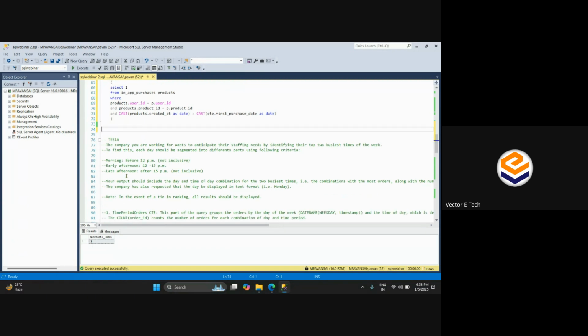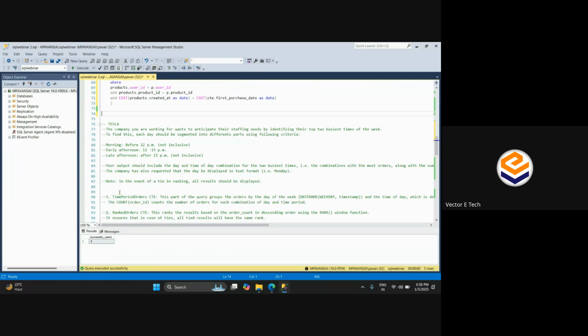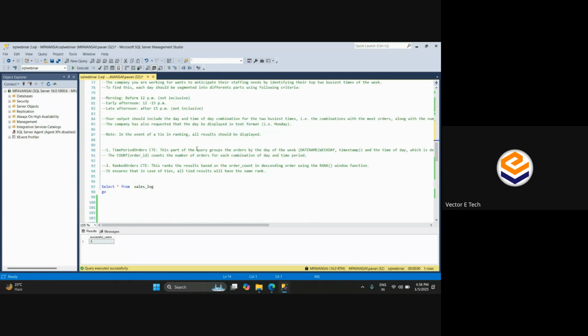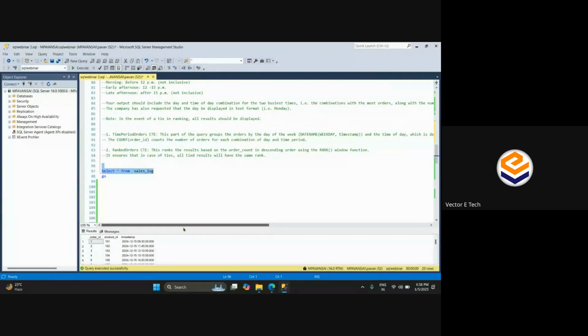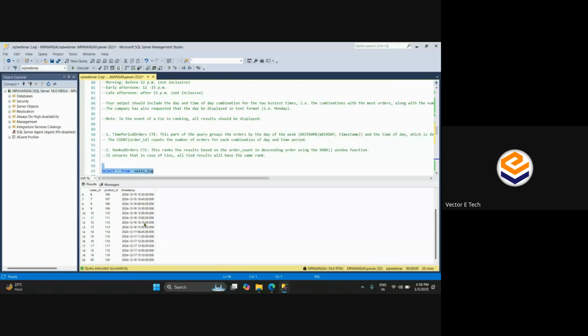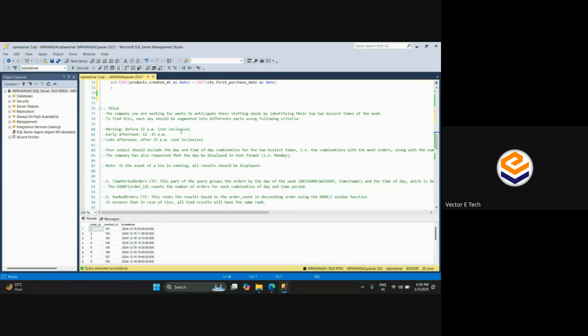Okay. So this query was asked by Tesla. You can understand. Let me show the table first. Okay. So there are some order IDs, product IDs, and timestamps. Three different columns we have. Now try to understand this. This will be easy only, but you need to understand.